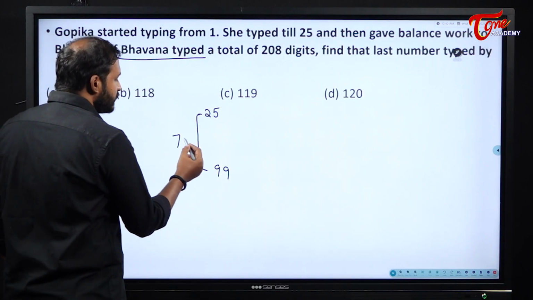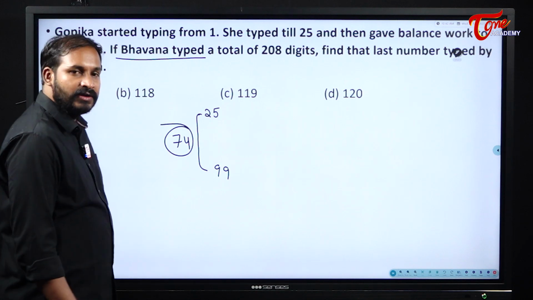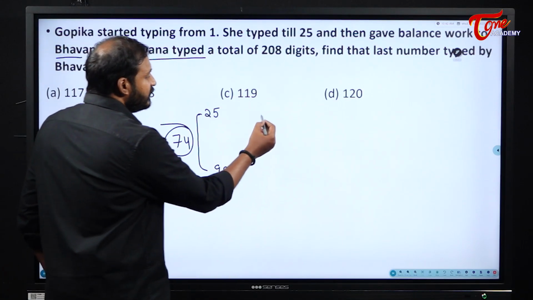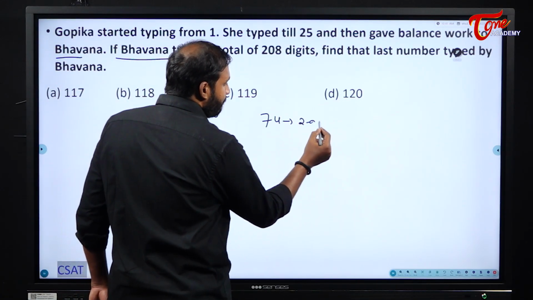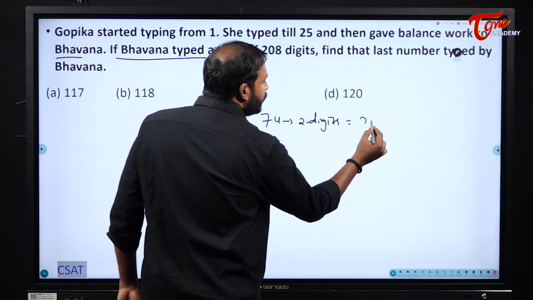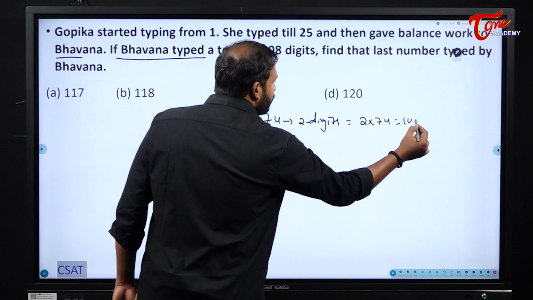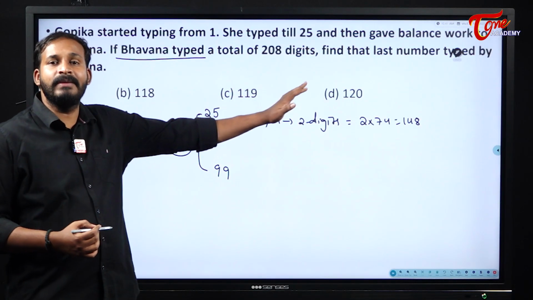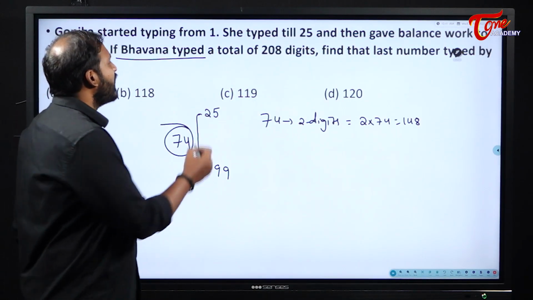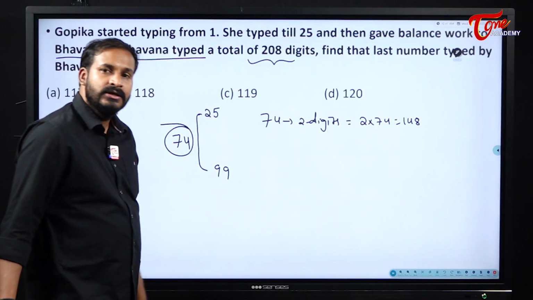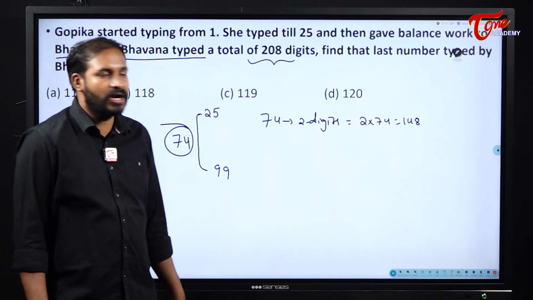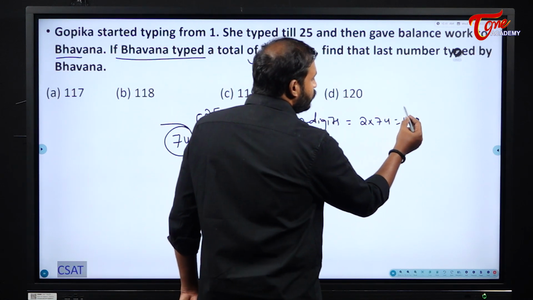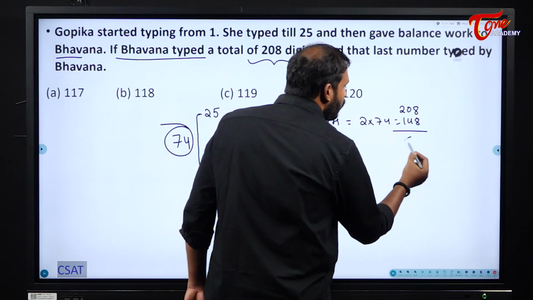After 25, we will have 74 2-digit numbers. So, for these 74 2-digit numbers, how many digits will be used? 2 into 74, 148 digits will be used to write all the 2-digit numbers by Bhavana. But actually Bhavana used a total of 208 digits. In the 208, already 148 are used to write the 2-digit numbers, right? So 208 minus 148, that means 60 more digits.